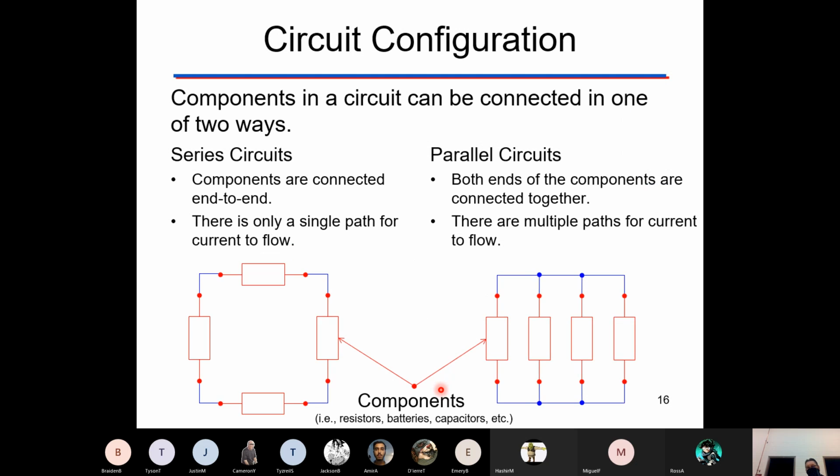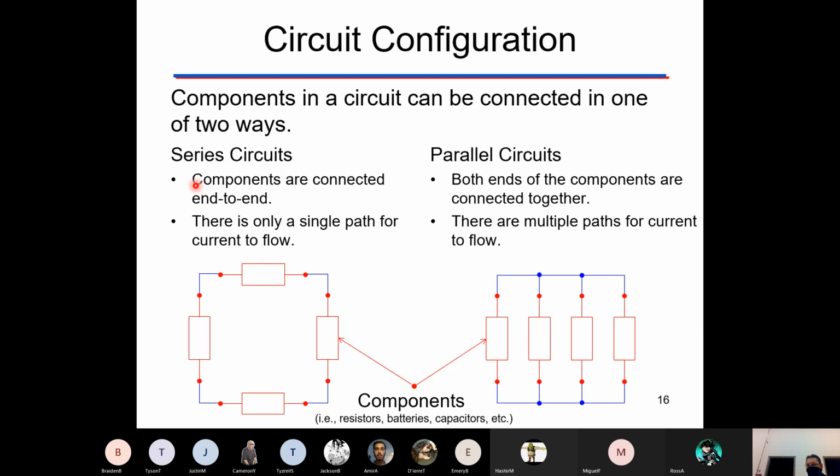Okay, circuit configurations. There are 2 different circuit configurations. One is a series circuit and one is a parallel circuit. Series circuit, this is the part where they write things a little bit weird, and this is where people get this particular problem incorrect all the time. So let me just explain.